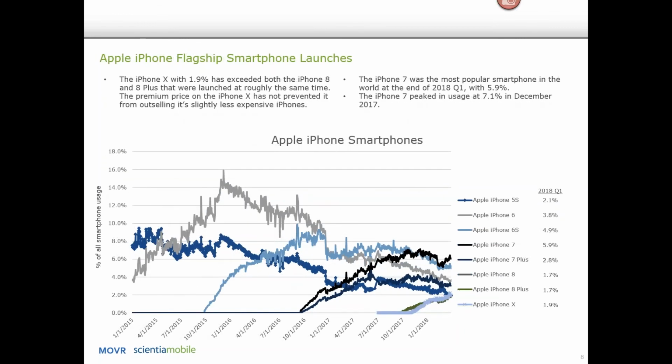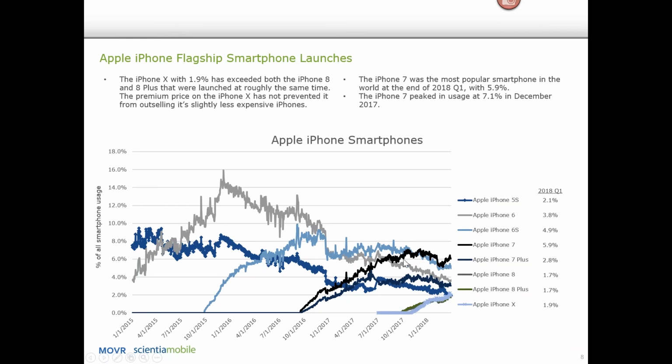Now, looking at the Apple devices, three devices were launched at the end of 2017, that being the Apple iPhone X, the Apple iPhone 8 Plus, and the Apple iPhone 8. All three of these are really kind of neck and neck. That's this trend right here. All three of them have around 1.7 to 1.9% of the market.